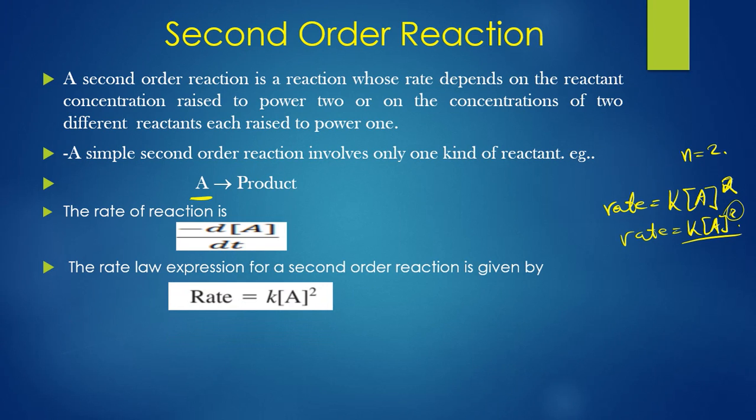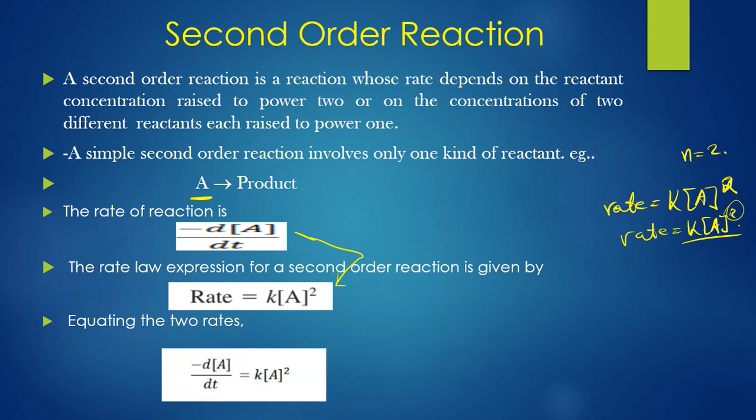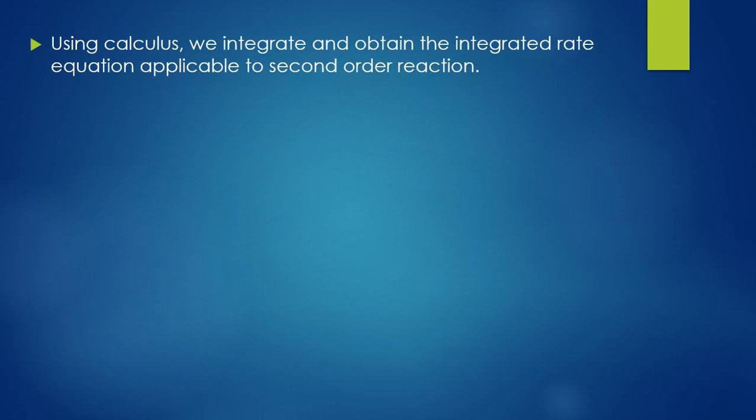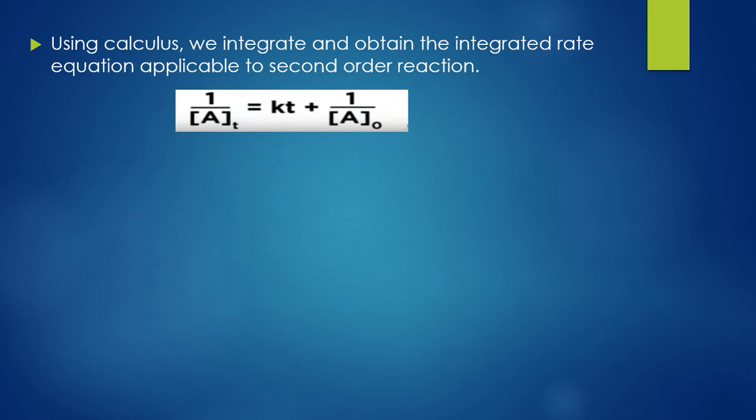Now we're going to equate this reaction rate and the rate law expression. So equating these two, we're going to have something like this. So this is the reaction rate, while this is the rate law, and then we're going to use calculus. We're going to integrate this so that we can come up with the integrated rate equation for the second order, as we did on the first one. So after using calculus, we integrate and obtain the integrated rate equation applicable to second order reaction, which will look like this.